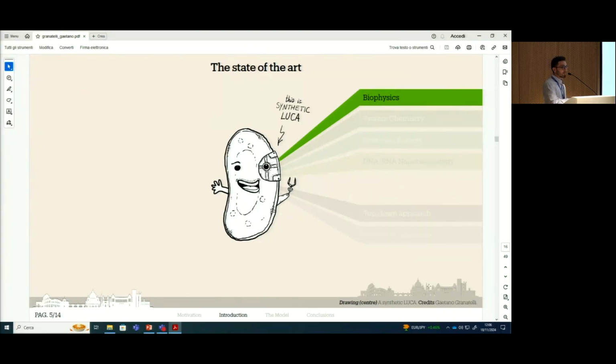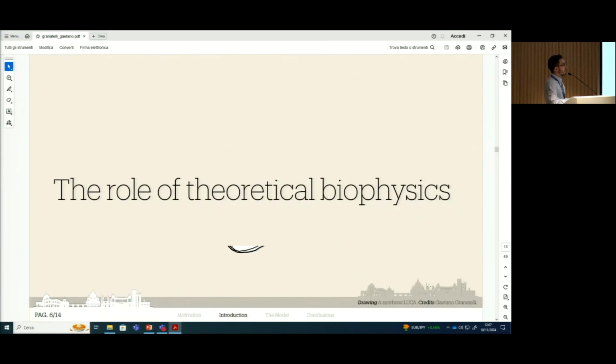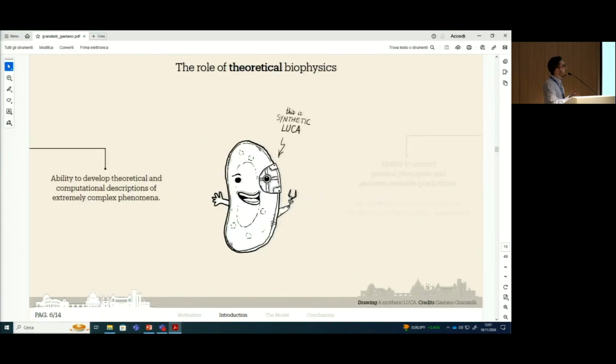We strongly believe that the role of theoretical biophysics, and more in general, any theoretical discipline, is essential for such a collective effort. And this is mainly due to two key strengths of the theoretical disciplines. On one hand, the ability to develop theoretical and computational descriptions of extremely complex phenomena which often cannot be studied experimentally. And this can help in how to interpret increasingly complex parameter spaces, but also in how to guide maybe the design of future experiments.